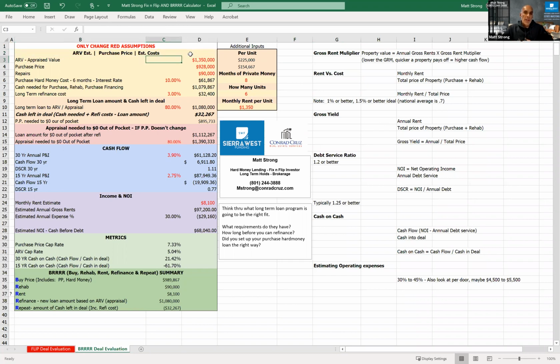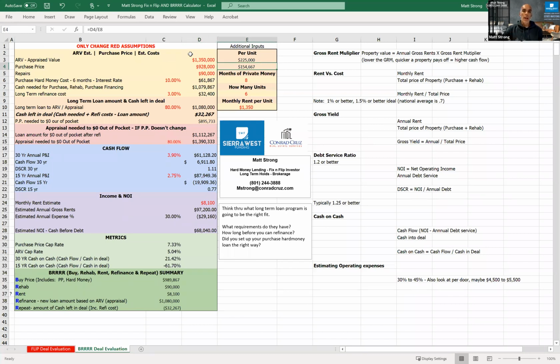So we're going to build this out, and I'm going to walk through it, and then we'll do an example. This is actually a sixplex I just bought. So this is a real example of a sixplex I bought. Again, only change the red assumptions. So there's not that much to change. So a couple of inputs here. Let's still start with the purchase price. We know that. What are you buying it for? In this case, I bought it for $928,000.